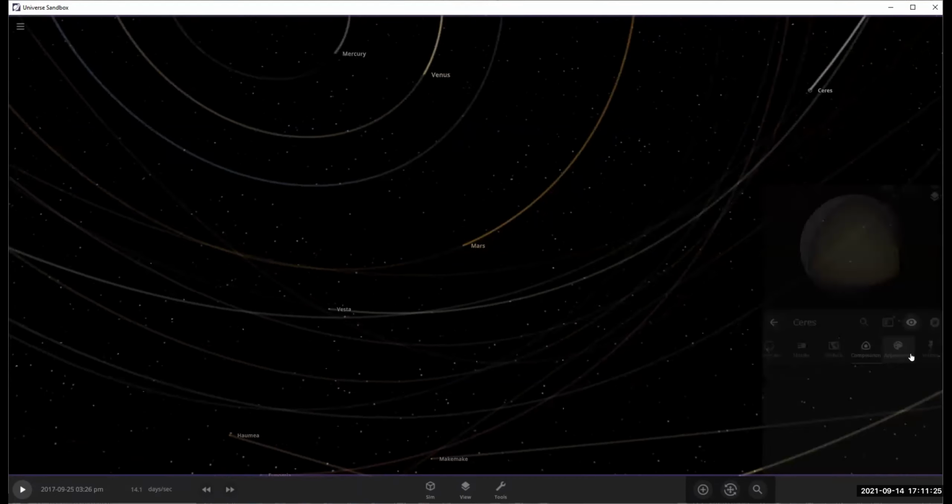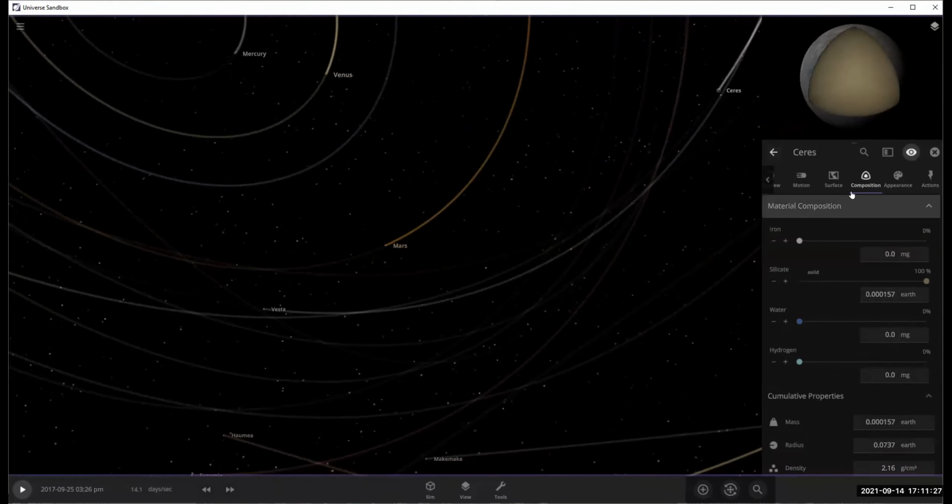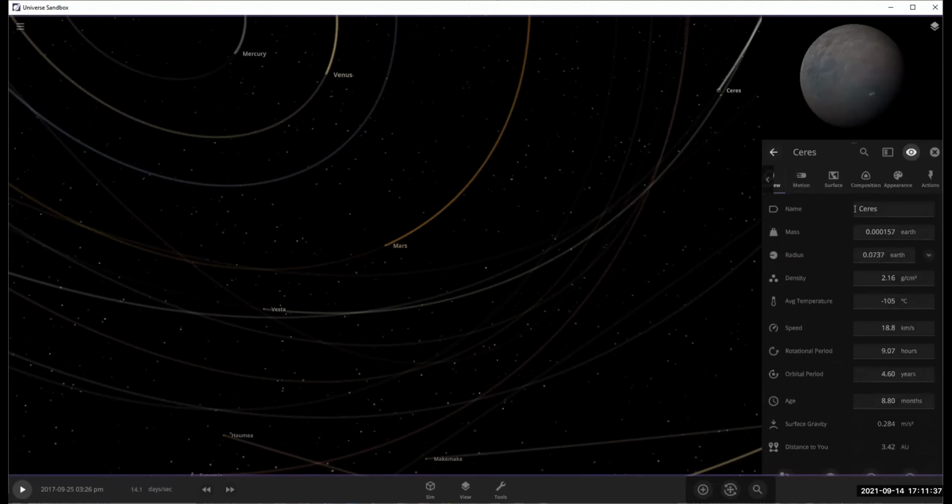Okay, so as a matter of fact, if I click on it to see some of its properties, we don't know its inside, so we think there are probably oceans underneath. It's actually an interesting object to study. Let's see the general properties in here. Its density is less than that of Mars, but it's more than 2. That's what we think means there are oceans under its surface.